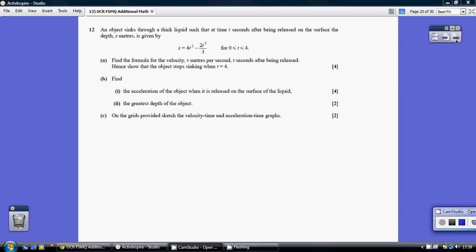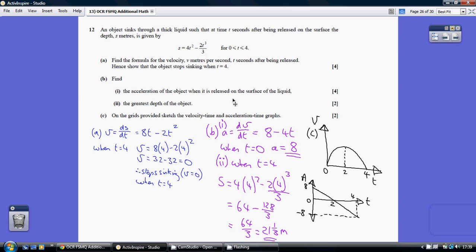Question 12. Well, the first thing to notice here is that acceleration is not constant. There's no mention of that, so you can't use the SUVAT equations. So we're going to have to differentiate. We're told what s is.